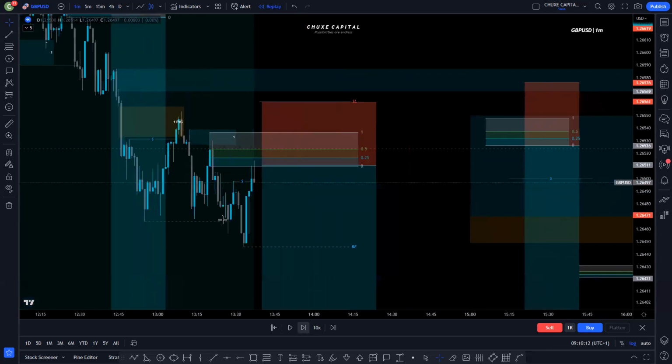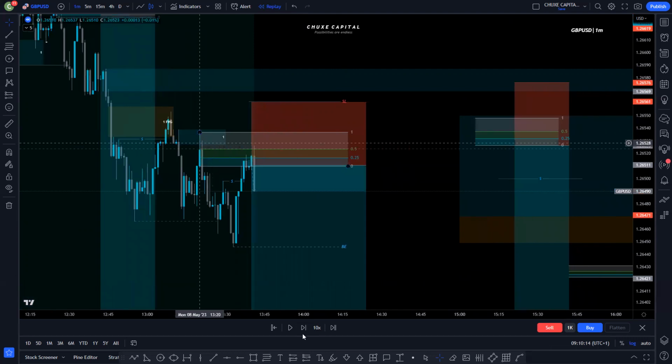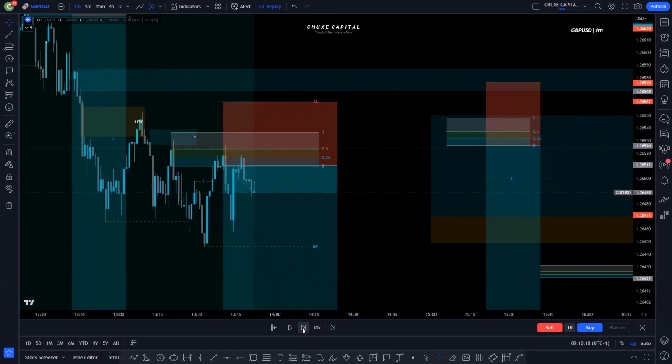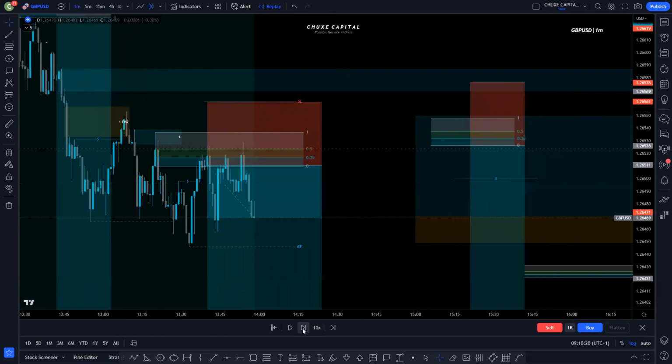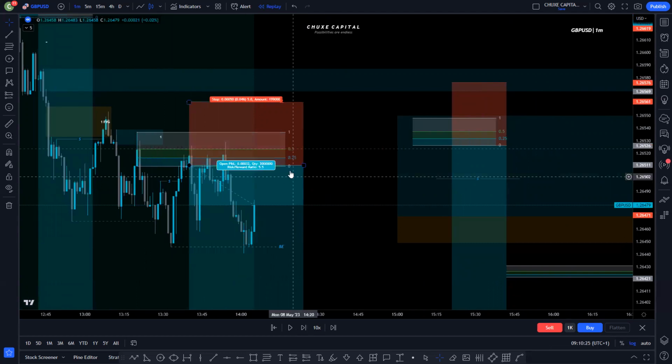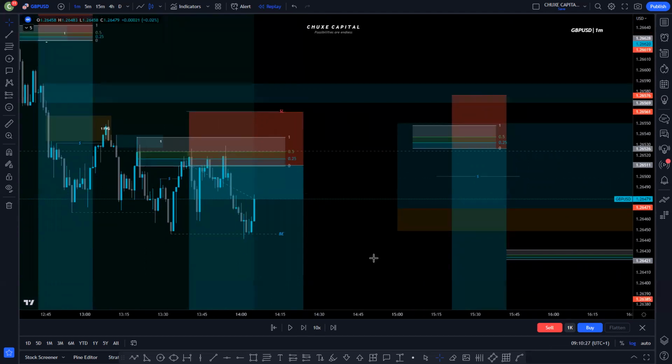Okay, yes, so I was in this trade, and it was going well. I was happy about it. It was going real well. It got to this BE point. I moved my SL to break even, going real good.